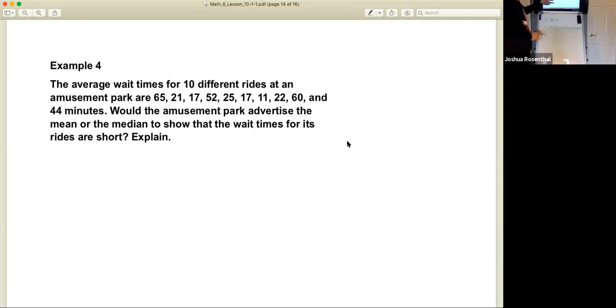All right. But if they were going to use the mode, they would say most of our rides have a 17-minute wait. That's not really fair. Okay, that's too much. They're advertising that. Somebody's going to show up and be angry because that's misleading. But picking the median is not necessarily misleading because you have outliers on both sides. These are outliers. Most rides are not 60 and 65 minutes.